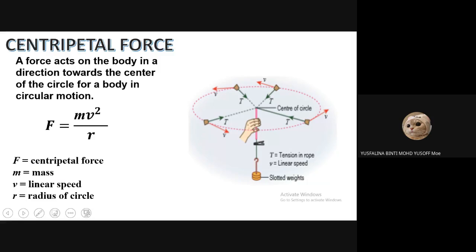A force acts on a body in the direction toward the center of the circle for a body in circular motion. So this is the formula if you want to calculate the centripetal force: F equals mv squared over r. F is the centripetal force, m is the mass of the object that you rotate, v is the linear speed, and r is the radius of the circle.